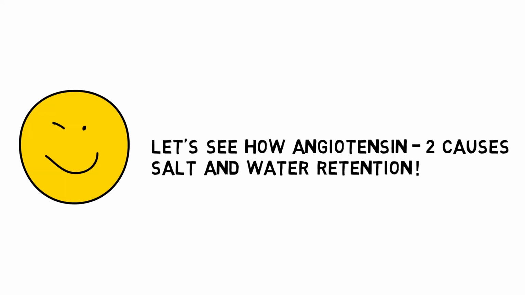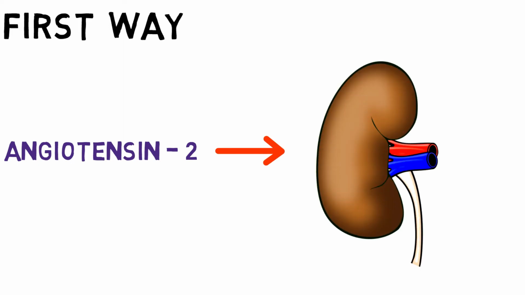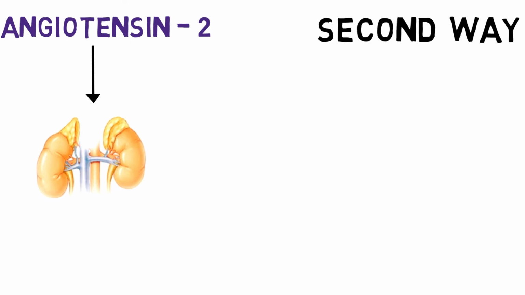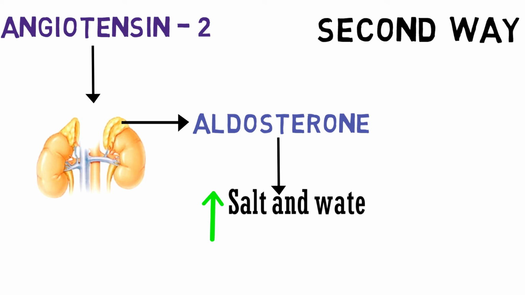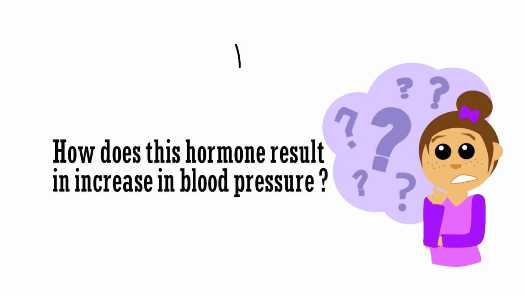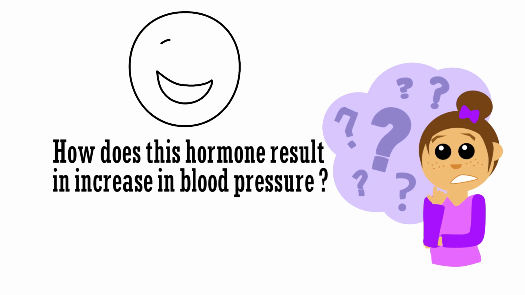Now, let's see how this angiotensin 2 causes an increase in retention of salt and water. It is carried out in two ways. First is that it directly acts on the kidneys to cause salt and water retention. And the second way is through the release of a steroid hormone called aldosterone. Aldosterone is secreted by the adrenal cortex, and this hormone increases the salt and water reabsorption by the kidney tubules. This answers our first question of how this hormone results in an increase in blood pressure.